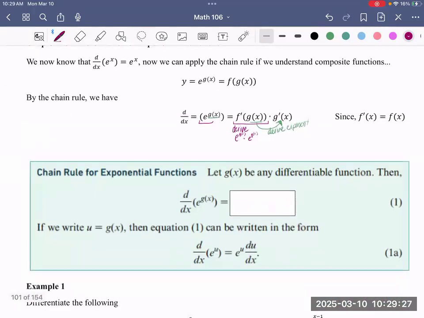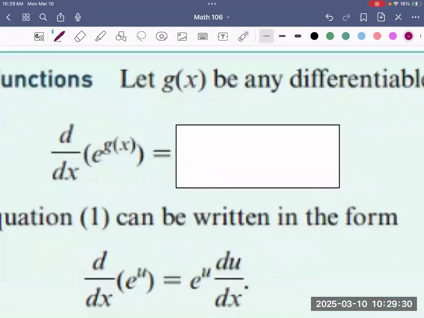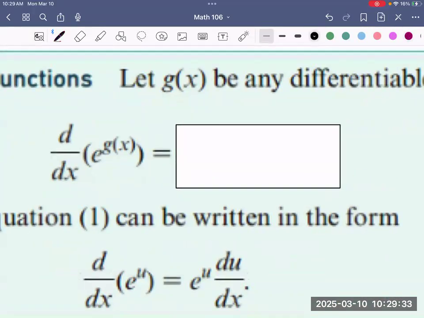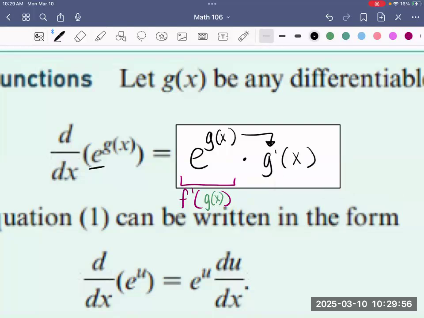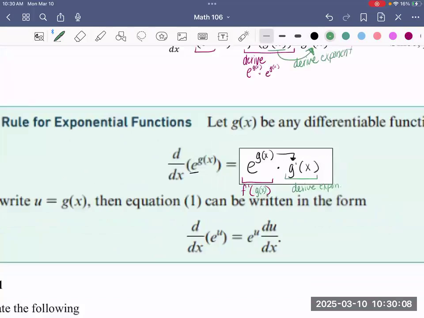If we put the chain rule all together using e to the g of x, we first derive your outside function. That is just itself, keeping everything else the exact same. This is f prime of g of x. Now we get to derive g of x, so now it's g prime of x. This is the derivative of your exponent, and it could be anything.